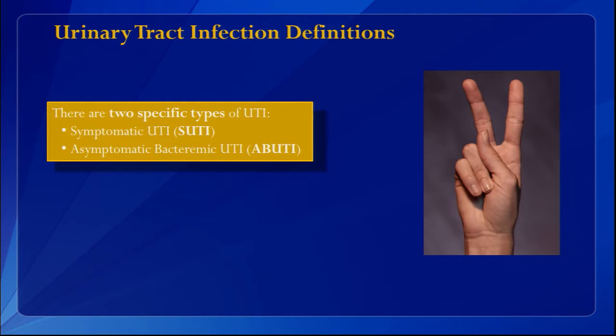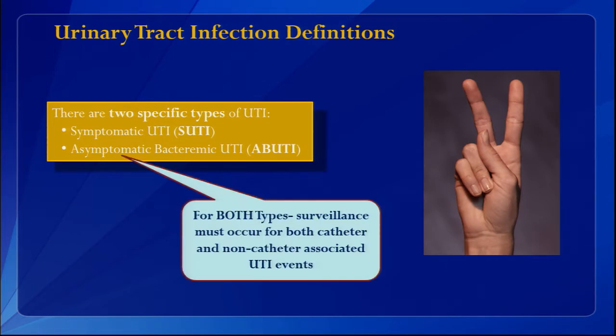Just a reminder, there are 2 specific types of UTI for long-term care facility reporting. That is the symptomatic UTI, or SUTI, and then the asymptomatic bacteremic UTI, or ABUTI. For both types of surveillance, they apply to both catheter-associated as well as non-catheter-associated UTI events.